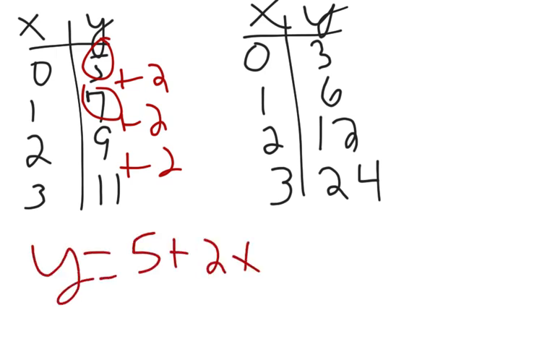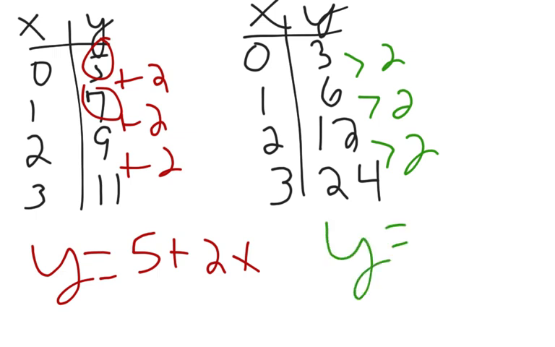Now the next one is going to be exponential because we're multiplying by 2 every single time here. So 3 times 2 is 6, 6 times 2 is 12, 12 times 2 is 24. And so this is an exponential, and this gives us the value of y equals 3 times 2 to the x.